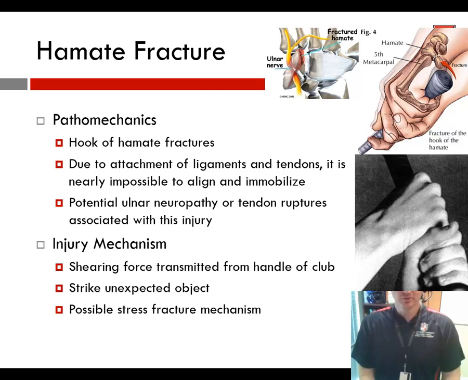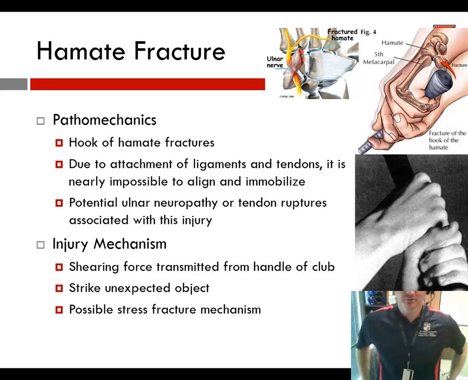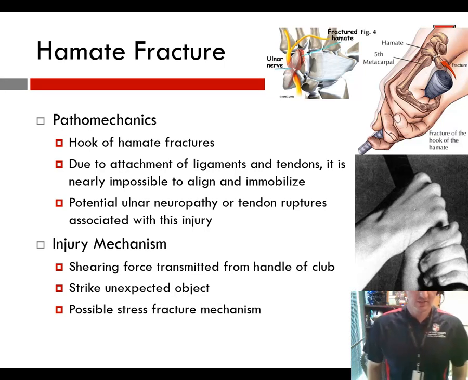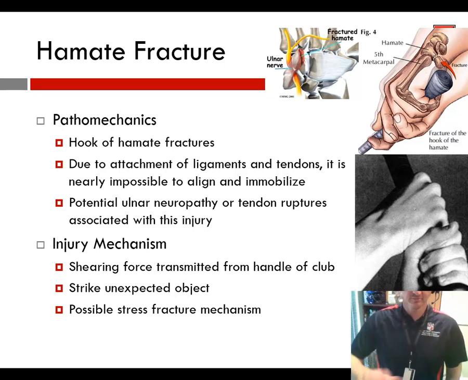So due to its prominence, its bony anterior prominence, as well as what attaches to it, if we've got a fracture to the hamate, it's almost impossible to immobilize it, so this is almost always going to lead to a surgery as well. There's also, again, underlying neural structures that may exacerbate the condition. We may have a lot more symptoms because of it. So we get a shearing force transmitted from the handle of the club, strike an unexpected object.